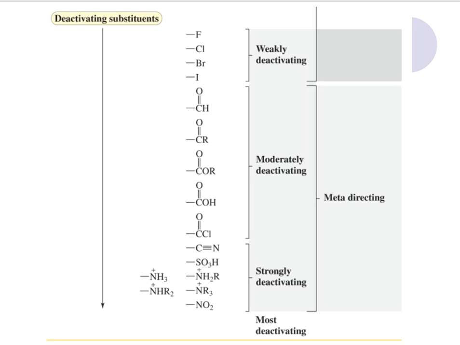Deactivators, same deal here. All of these are deactivators. The majority of them are meta directors, except for the first grouping at the top of your halogens. And those halogens are not meta. These halogens are O's and P's. It's kind of weird how they're breaking up and why they're breaking up that way, but that's the way that it works. So the moderate and the strong are going to be meta directors.